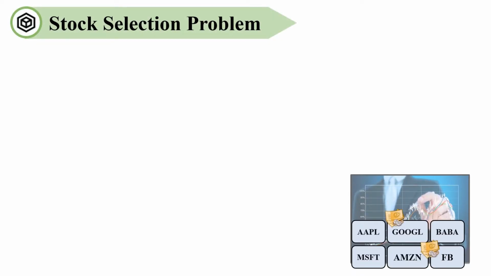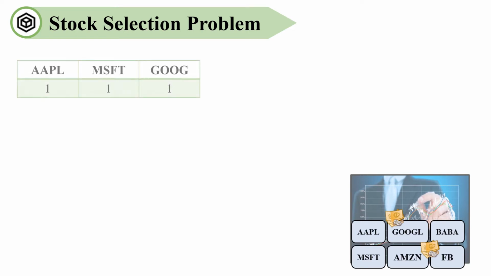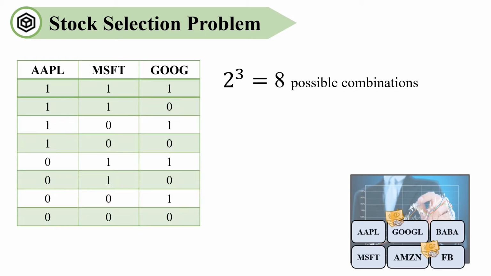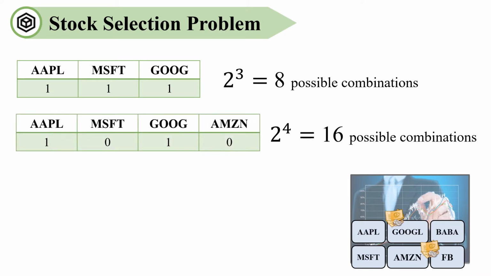We take the stock selection problem as an example. When we have three stocks, Apple, Microsoft, and Google, if we want to choose all of them into our portfolio, the combination will be 111. All of the combinations are 2 to the power of 3, 8 combinations. If we want to add Amazon to our target, now we have 4 stocks or items. The possible combinations are 2 to the power of 4, 16 combinations.